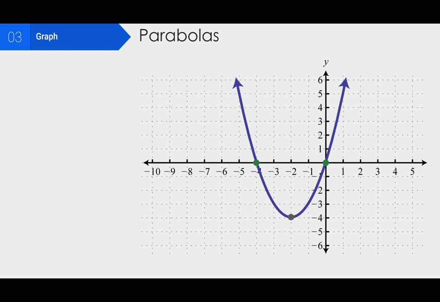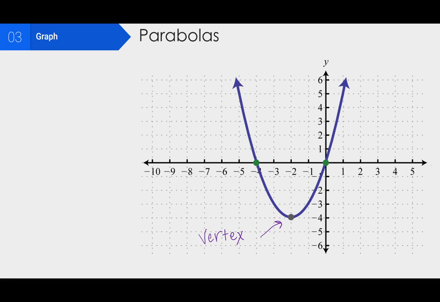In this video, we're going to talk about the graphs of quadratic functions, which look like this. They look like parabolas. Parabolas always have a minimum point or a maximum point that is called the vertex. We'll talk about how to find that today.